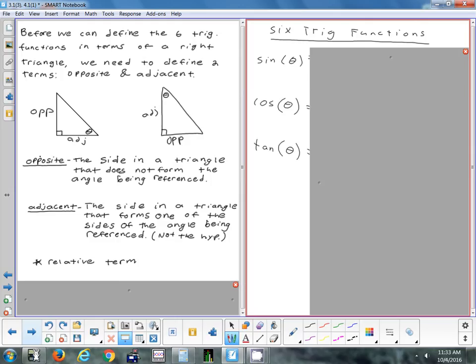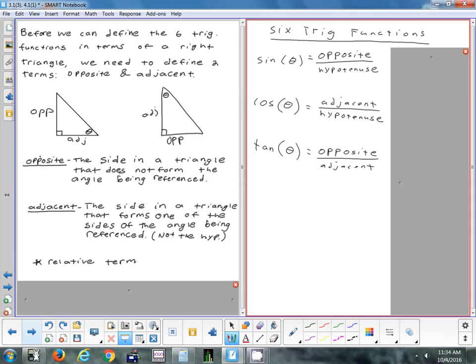And does anybody know tangent? Dan? Opposite over adjacent. Yeah, it's opposite over adjacent. So now we're not depending on having a coordinate anymore. We're not using a coordinate on the unit circle. We're dependent on knowing all the sides in a triangle.